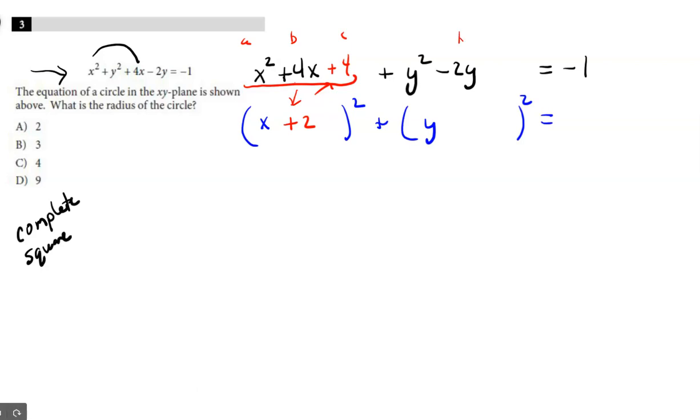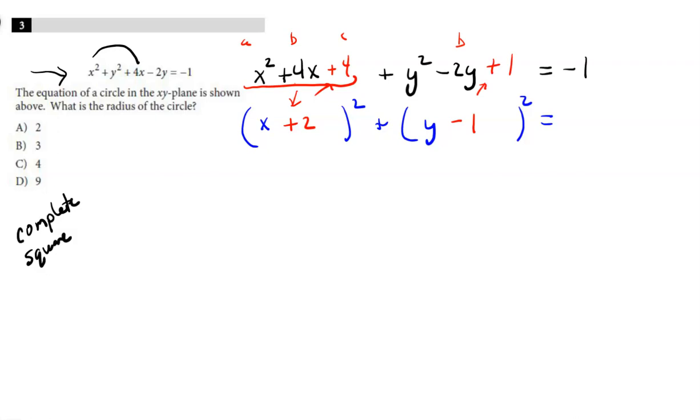And then I do the same thing over here. So I take this b term and I chop it in half. Half of negative 2 is negative 1. And then I multiply negative 1 times itself, which is positive 1. And you'll notice that now we've added 4 and 1 to the original equation for a total of 5. So we need to add 5 to the right-hand side to keep the equation balanced. Well, now on the right-hand side we have negative 1 plus 5 is 4. And I think we have a really nice looking equation of a circle.